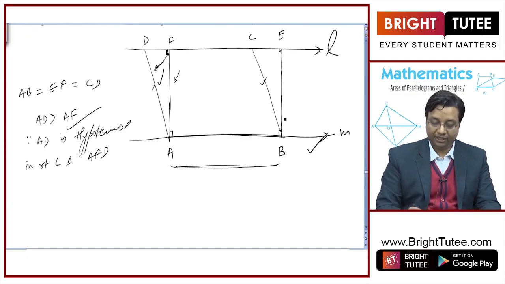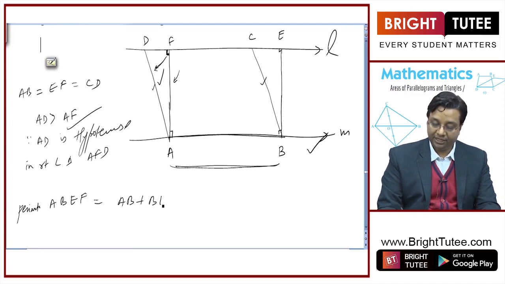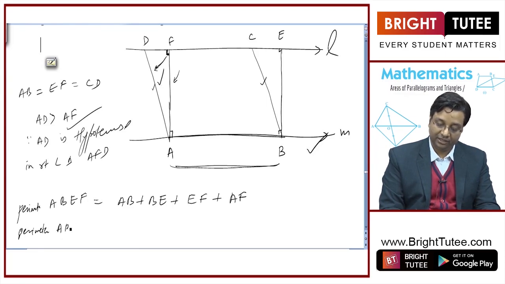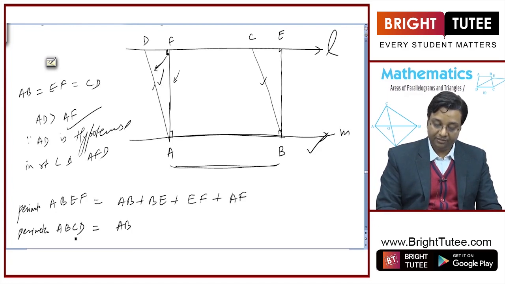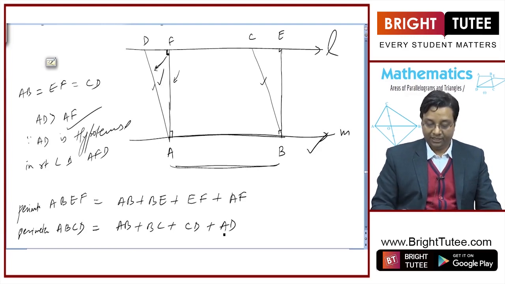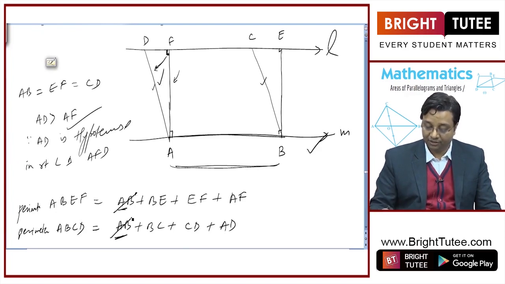Okay. Now, look at this. If I talk about perimeter of ABEF, perimeter of ABEF will be AB plus BE plus EF plus AF. And perimeter of ABCD will be AB plus BC plus CD plus AD. I hope you would have understood this question by now, but I am explaining this further so that there is no doubt here. Now, can you say AB is equal to AB? So, we don't have to compare these. These are anyways equal, right?